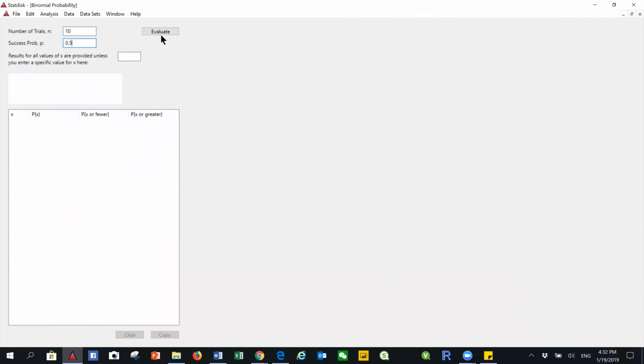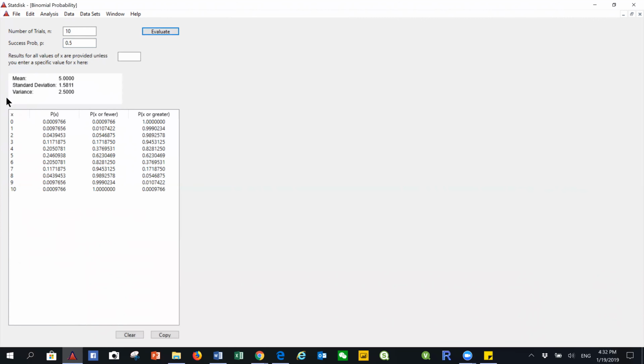Then you just plug them in here, click on evaluate, and it does everything for you, including using the formula shown in the slides to calculate the mean and the standard deviation. So you have mean, standard deviation and variance all calculated with one click, very quickly. And these tables give you everything you need: point probability, cumulative probability, and cumulative probability from the reverse direction.